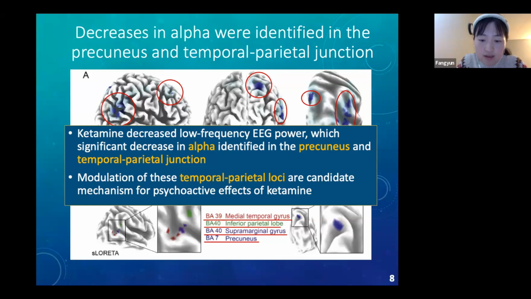The conclusion they made for this study is that ketamine induces altered states of consciousness during periods of reduced alpha power in the precuneus and the temporal parietal junction, and the modulation of these temporal parietal loci are the candidate mechanisms for the psychoactive effects of ketamine, given that these regions are involved in multisensory integration, body representation, and consciousness.